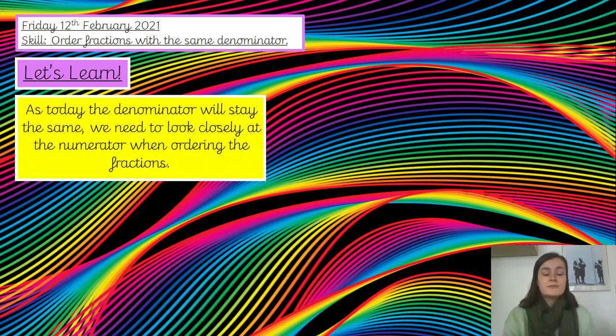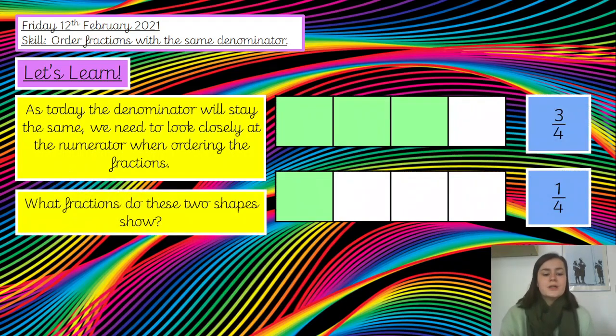Okay, so for today's lesson, the denominator will stay the same in each set of fractions that you're ordering. So we need to make sure that we're looking really closely at the numerator when we are ordering them. So I'd like you to have a little think. What fractions do these two shapes show? You've got the visual representation here and you've got the fraction as well. Can you have a go at reading them first of all for me, please?